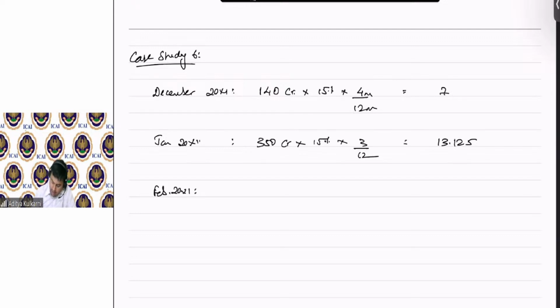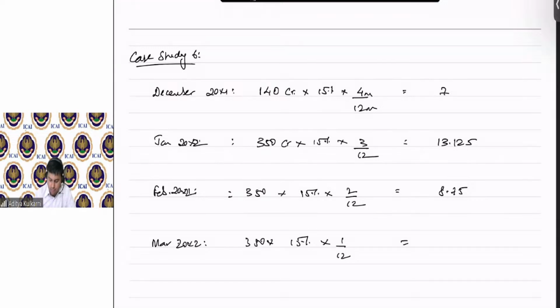Then Feb 20x1, 350 into 15% into 2 by 12, 8.75. And March, sorry, this is 20x2. March 20x2, 350, 15%, 1 by 12, 4.375. So that gives you 33.25.